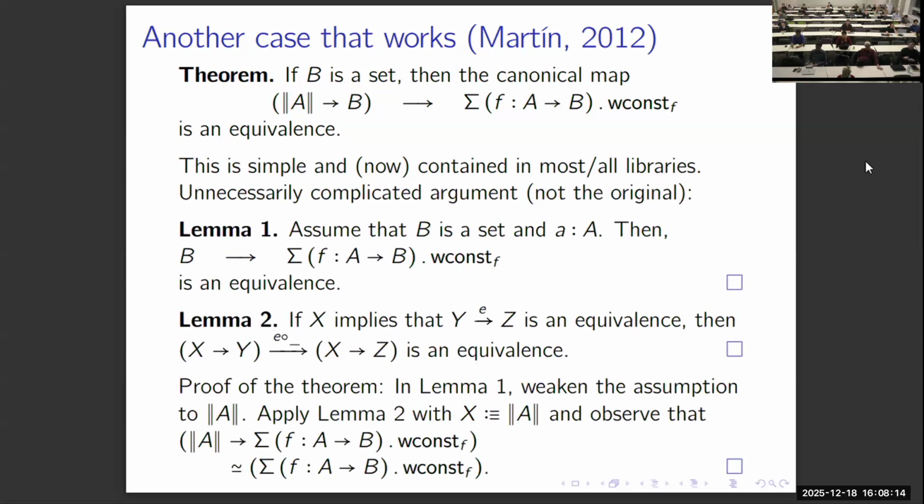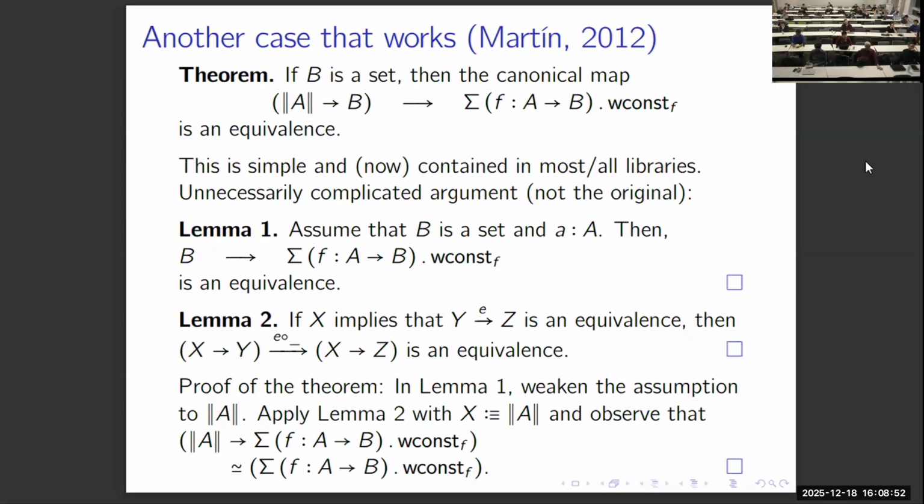Here I'm just giving some, well, at that time Martin wrote a proof of this in an email. I'm now giving a slightly different argument and probably an unnecessarily complicated argument, but it will be useful for what comes later. So the first observation is, let's actually get rid of this assumption, truncation of A. Let's just say we are given some A, then this canonical map from B to the type of constant functions from A to B is an equivalence.